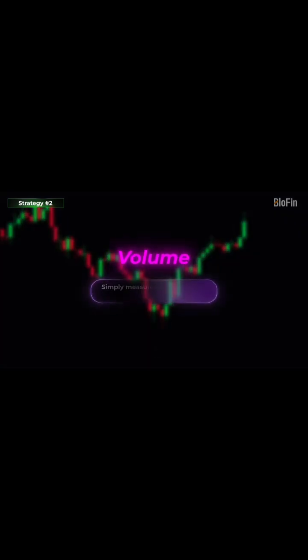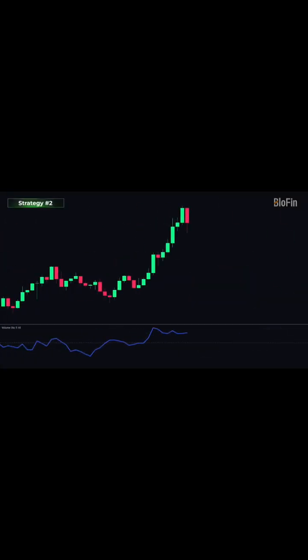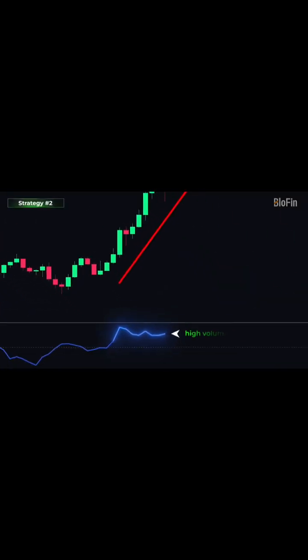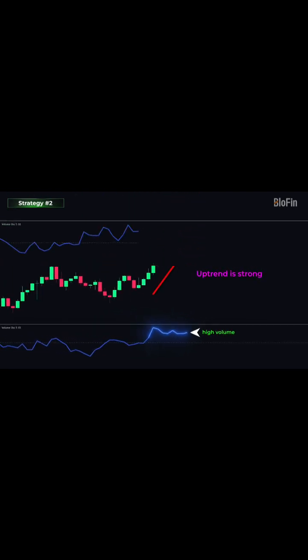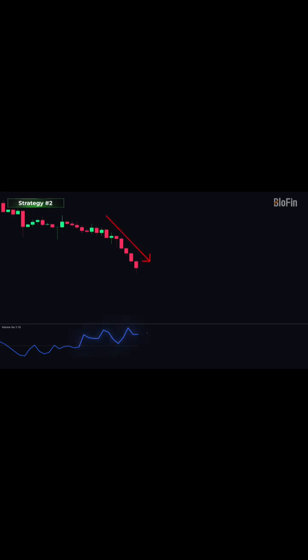For those of you who don't know, volume in trading simply measures the strength behind a price movement. For example, if price is in an uptrend and volume is high, it means that the uptrend has a strong momentum behind it. Same goes for a downtrend. If price is dropping and volume is high, it means that the downtrend has strong momentum behind it. But here's the key. If you start to see the volume decreasing, that tells us the strength of that trend is now getting weaker, which could be an early clue that a reversal might be coming.